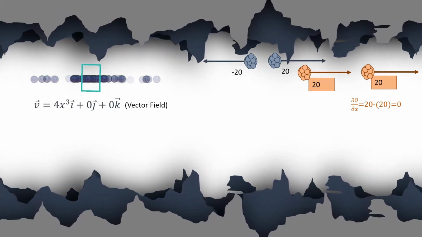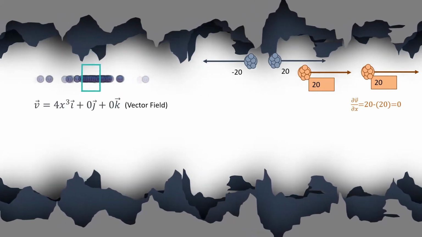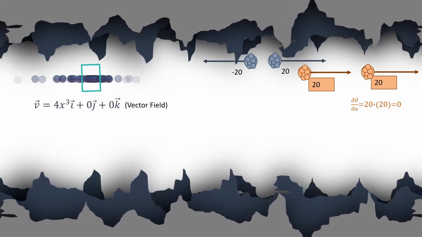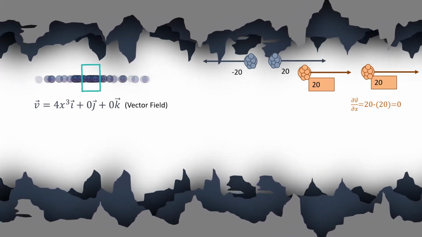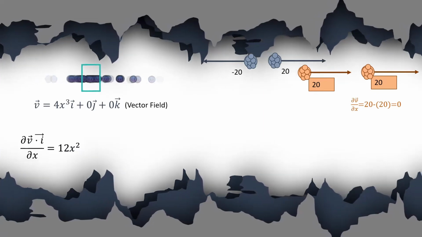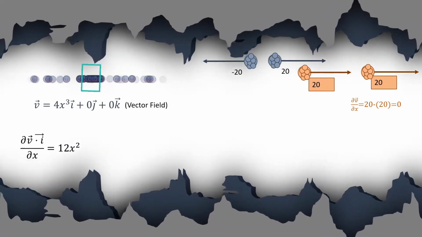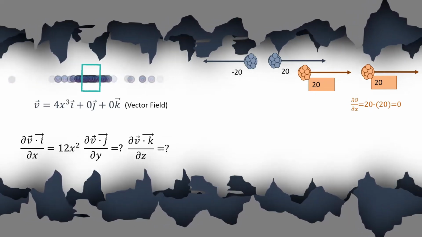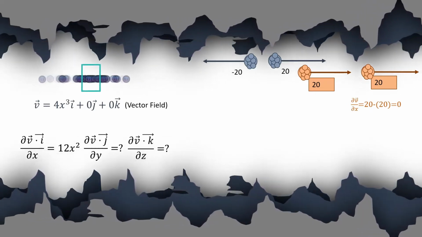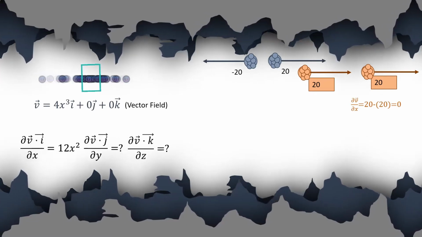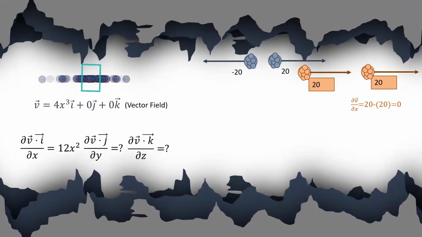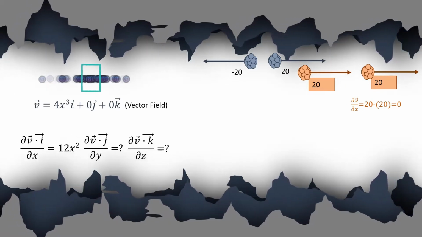In this example, the fluid flow is defined by a vector field equation, and I made the other two dimensions 0 for easy understanding. The x component of the divergence is the partial derivative of the x component of the vector field with respect to x. Similarly, the y and z components are how the y and z components of the vector field vary with respect to y and z.